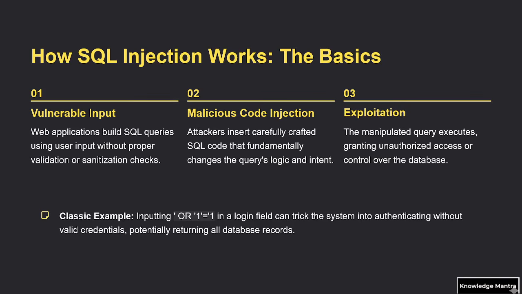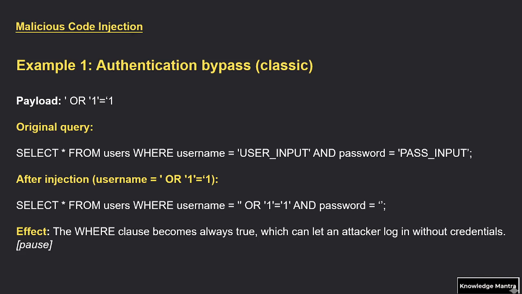So let's jump into the examples. Example 1, authentication bypass. It's a classic example. Here the payload is 1=1. Now what is a payload? A payload is the actual piece of malicious code or input that the attacker sends to the system to exploit a vulnerability. So here the payload is the actual piece of malicious code.